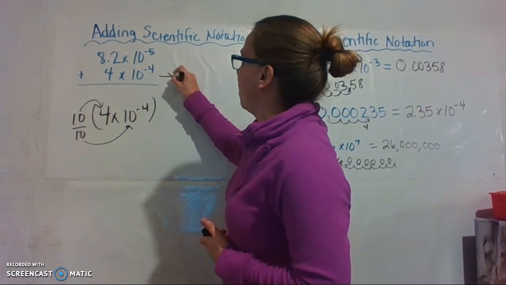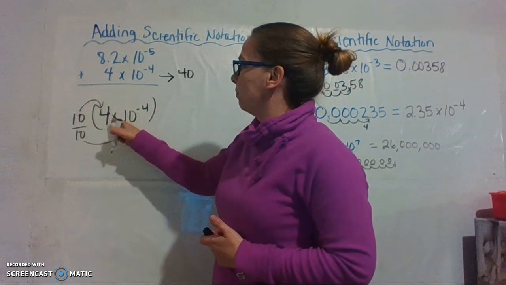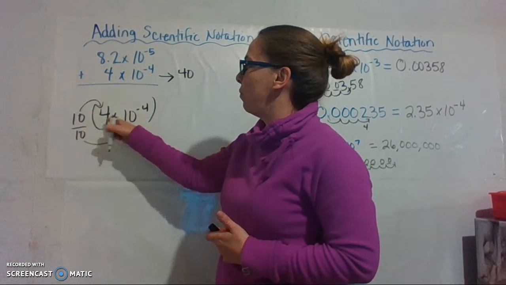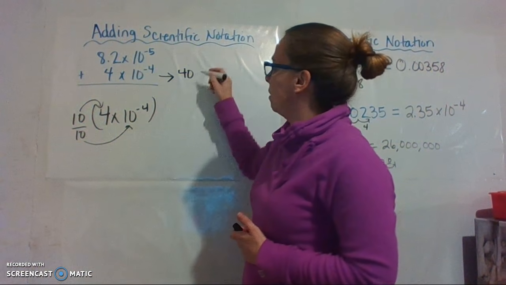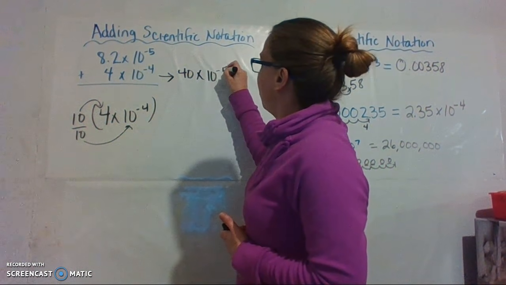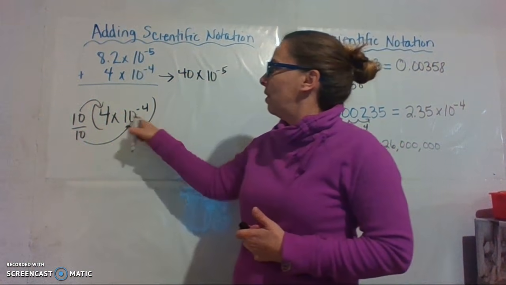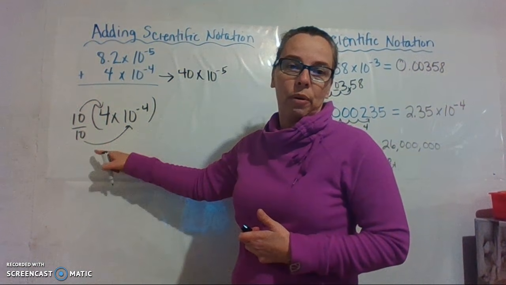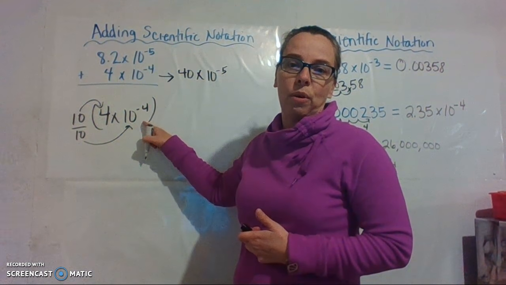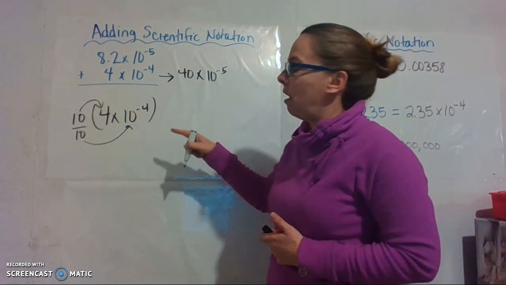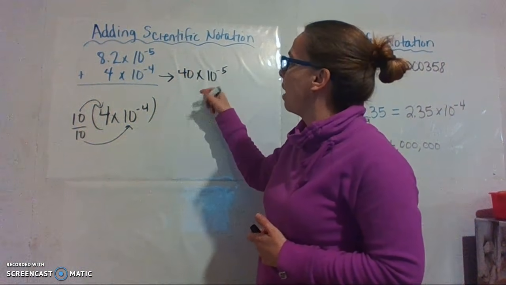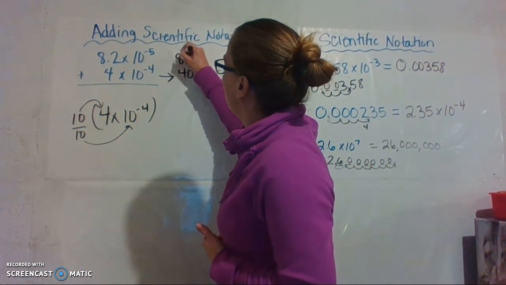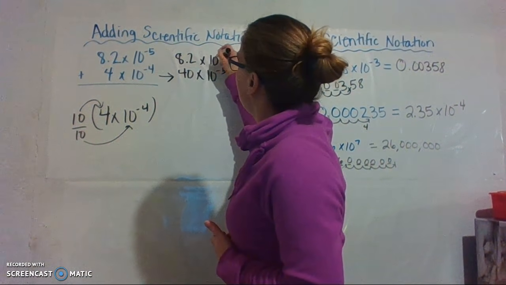So this will now become 40, 10 times the 4, times 10 to the negative 5th. If I divide this by a power of 10, I'm subtracting another 1. Negative 4 plus negative 1 is a negative 5. And then I have my 8 2/10 times 10 to the negative 5th.